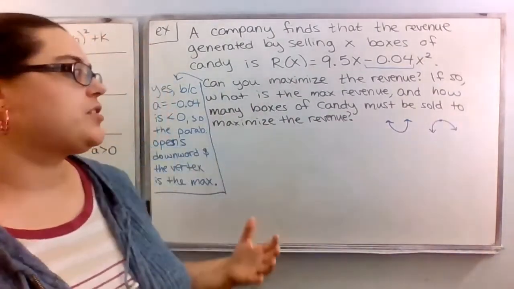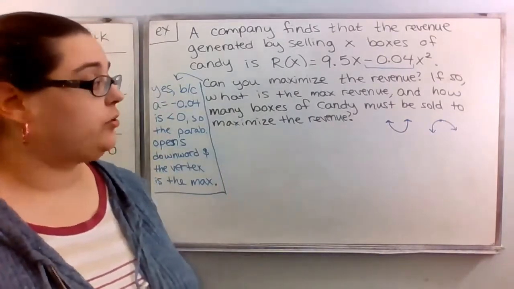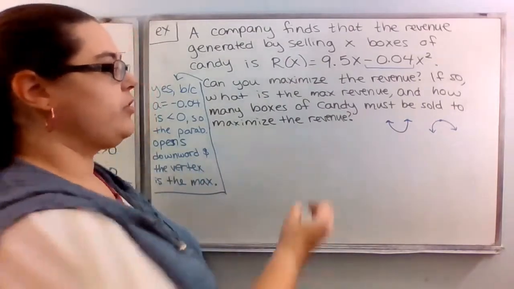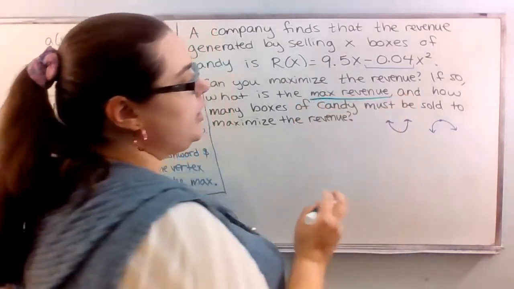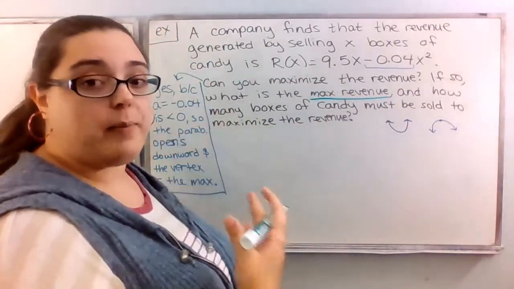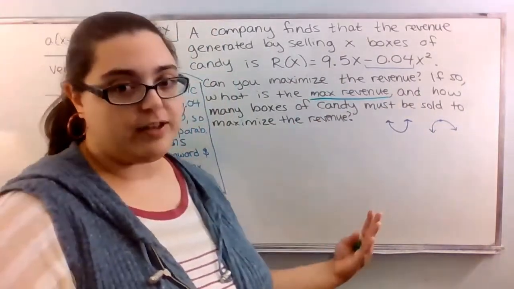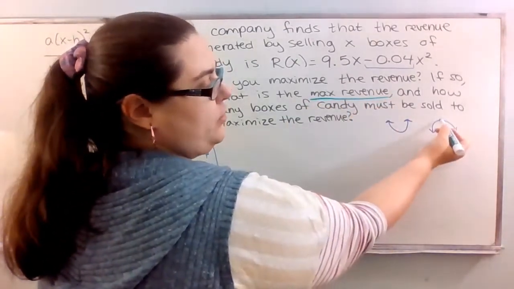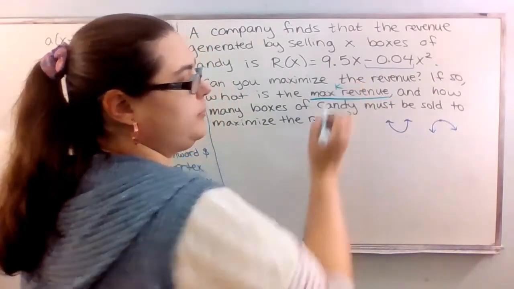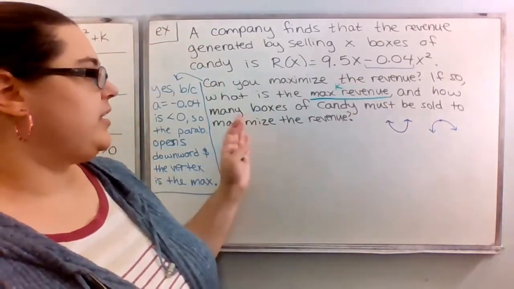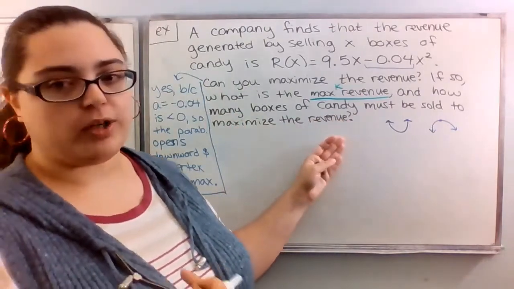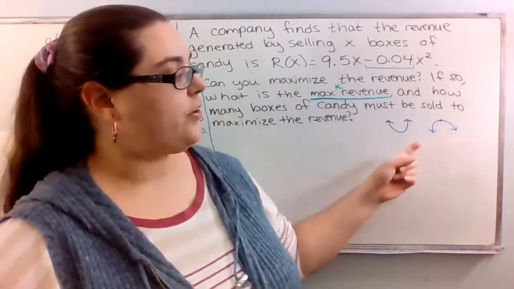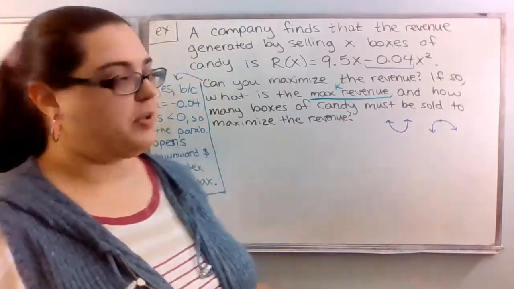So the rest of this question is asking us what is the maximum revenue and how many boxes of candy must be sold in order to do that. So the max revenue is going to be the y value, because remember our maxima and minima are the y values of the points. So the maximum revenue is going to be the y value of the vertex, in other words, k. And the number of boxes of candy that we're going to need to sell in order to achieve that, that's going to be our x value of the vertex. So that's going to be h.